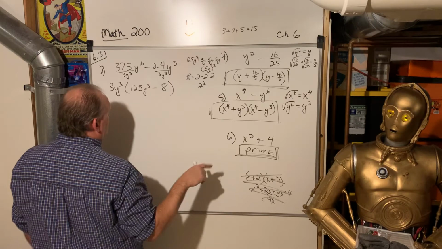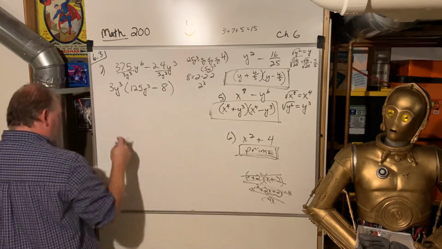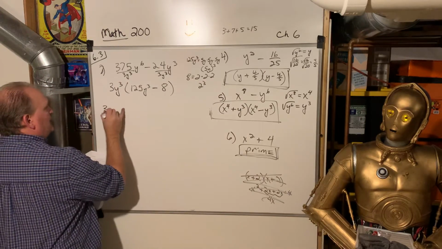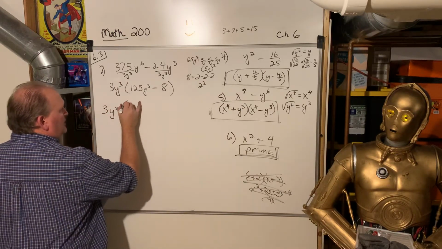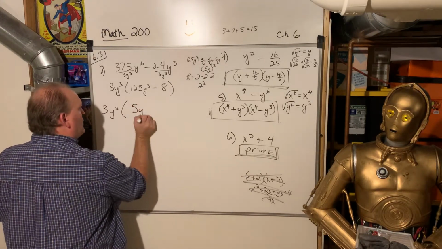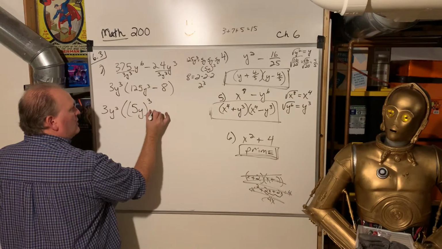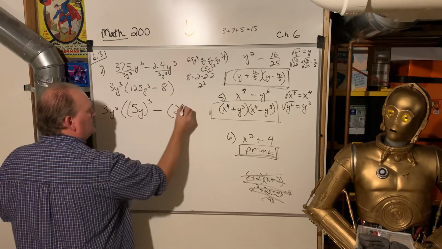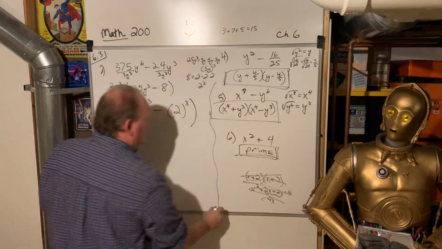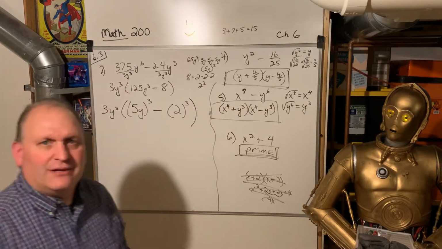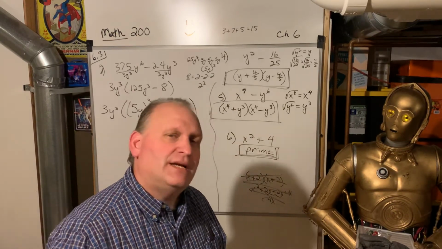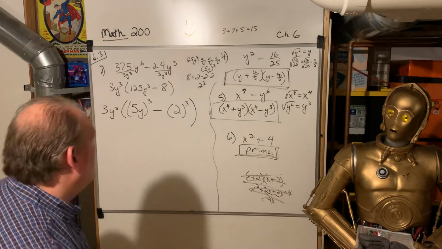The difference of perfect cubes and the sum of perfect cubes are factorable. And so let's take a look at what those factors look like. We got 3y cubed. Write them out as perfect cubes. So we have 5y to the third power minus 2 to the third power. And then after that, it's an algorithm. There is a method to break these down. It's always going to be a binomial times a trinomial. And I'll show you how to populate those.